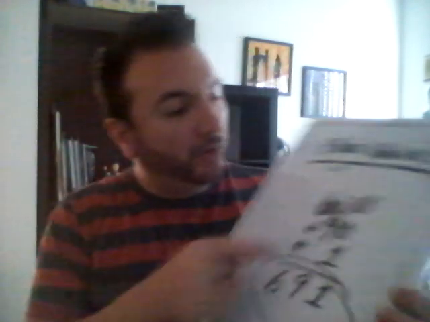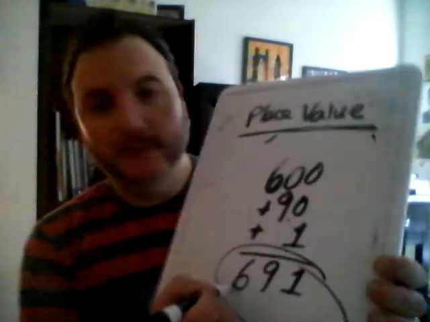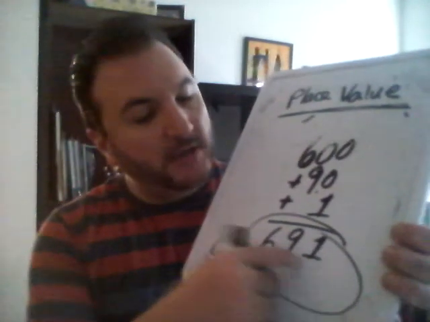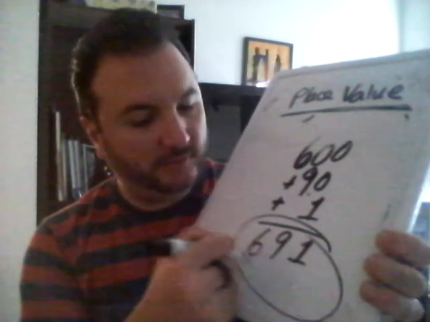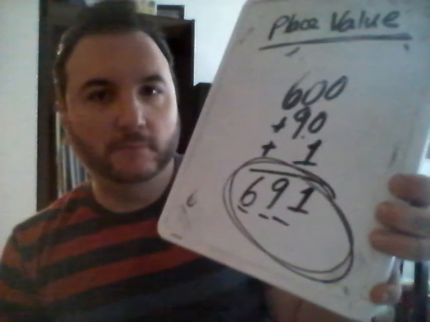Okay? And remember, this is not a 9. That's a 90. This is not a 6. It's a 600. These are not numbers. These are digits. The whole thing put together, that's a number.